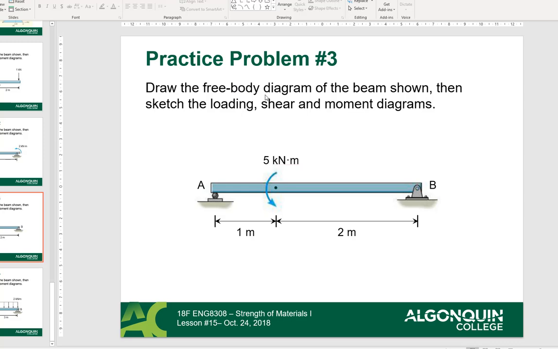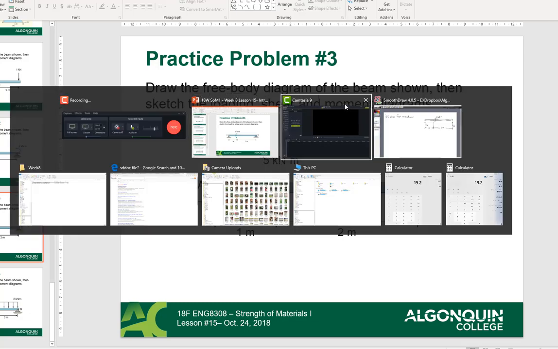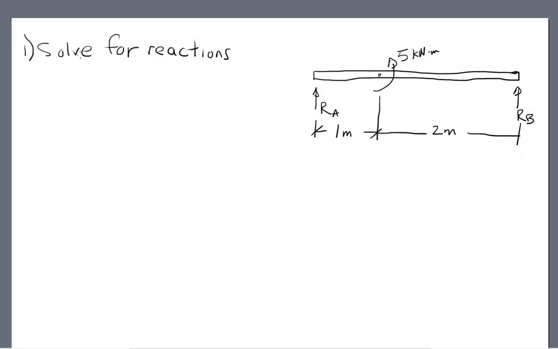So we're going to draw the free body diagram of the beam shown, then sketch the loading, shear, and moment diagrams. Okay? So the first thing we have to do, here I have my free body diagram, is we have to solve for unknown reactions. So you can either take the moment about A or the moment about B, and what that does is it eliminates the reaction, gives you an equation with one unknown, and then you can solve it. So I'm going to take the moments about A.